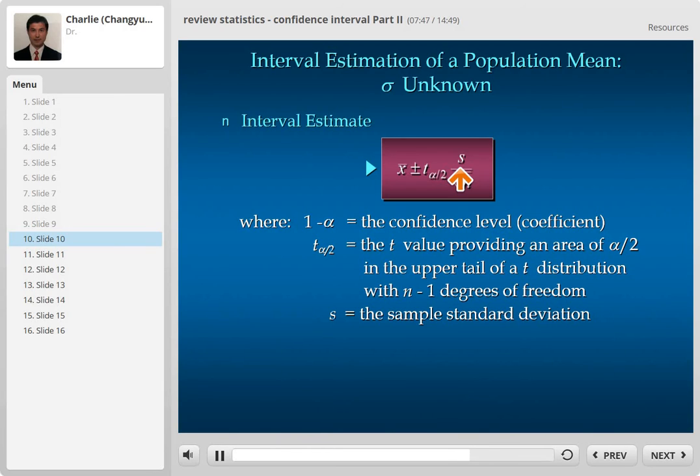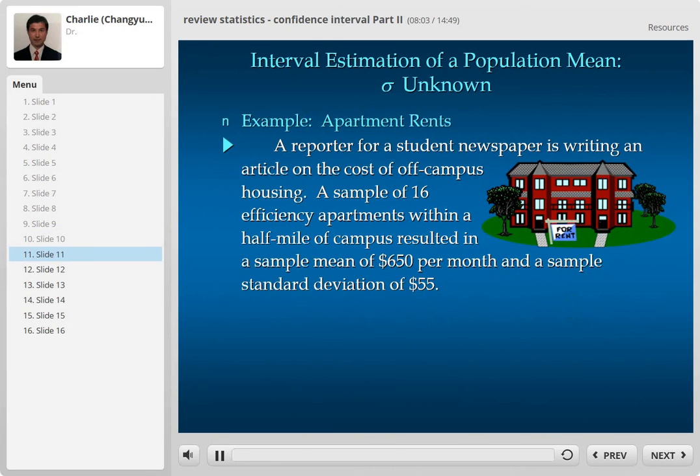If you have time, please take a look at the case where we know the population standard deviation in the last session. Take a look at the formula over there and see the difference will be here and here. We're going to apply this formula to an example.